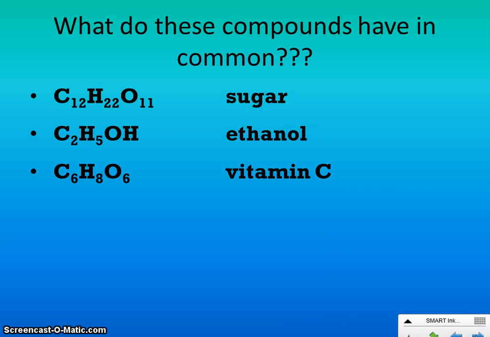So you have a couple of substances here, and we have sugar, ethanol, and vitamin C. C12H22O11, C2H5OH, C6H8O6. A little bit different formulas, but what's something that all three of these have in common? Well, what they have in common is that their atoms are bonded together. These are molecules, and these molecules have atoms that are bonded or stuck together to create a more complex substance.